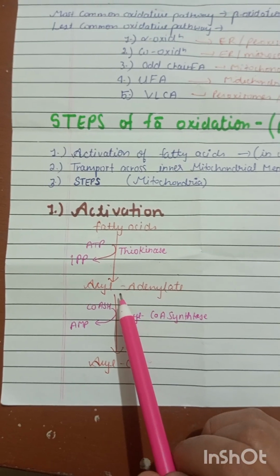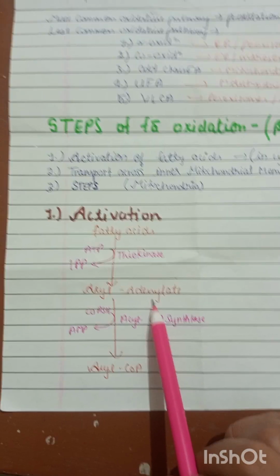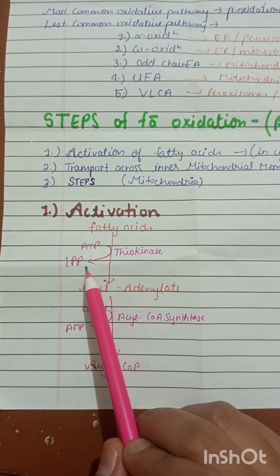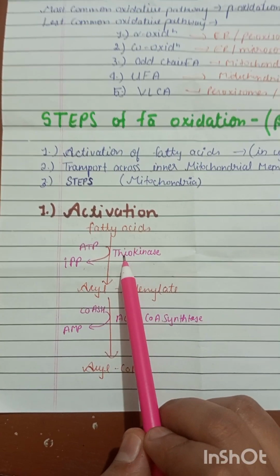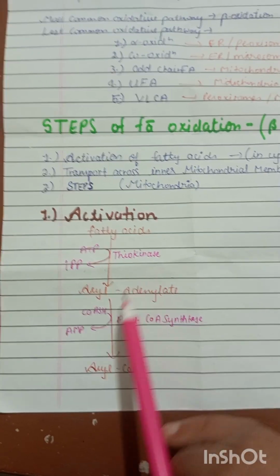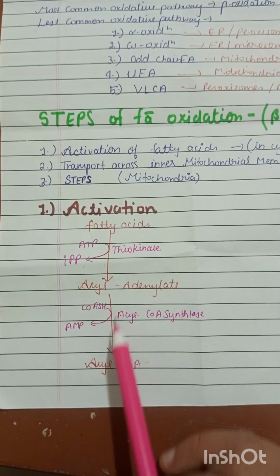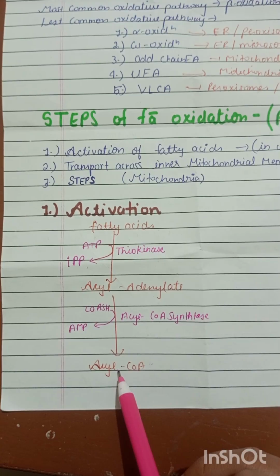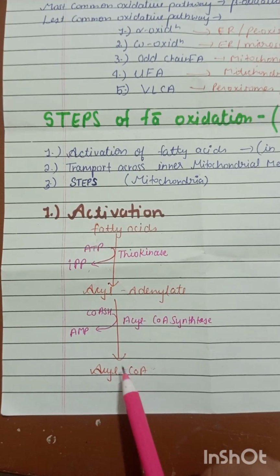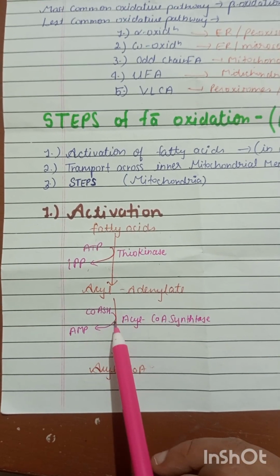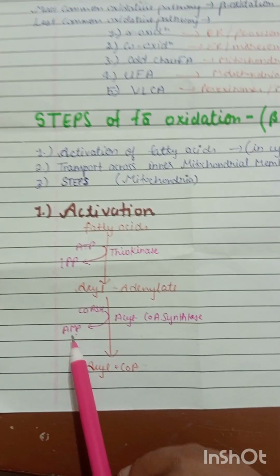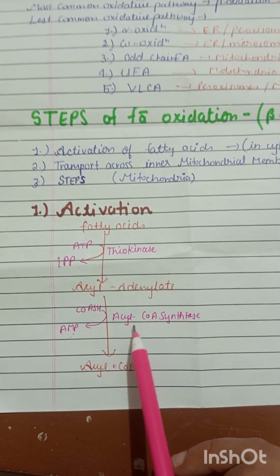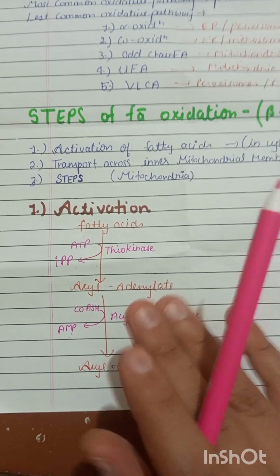The fatty acid is converted into acyl adenylate by using ATP and releasing inorganic pyrophosphate in the presence of the enzyme thiokinase. Then acyl adenylate is further converted into the active form of fatty acid, known as acyl coenzyme A, by using CoA and releasing AMP in the presence of the enzyme known as acyl coenzyme A synthetase.